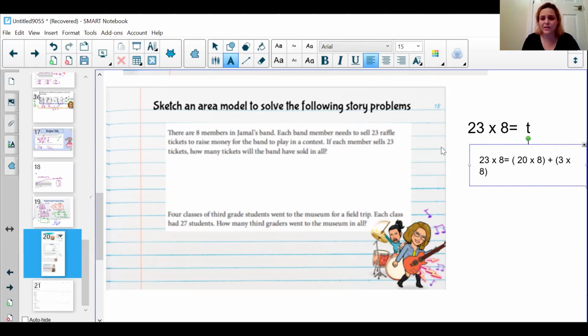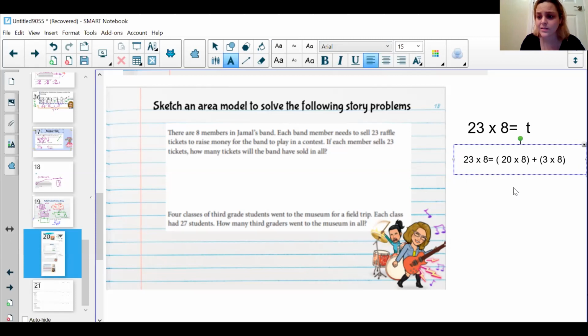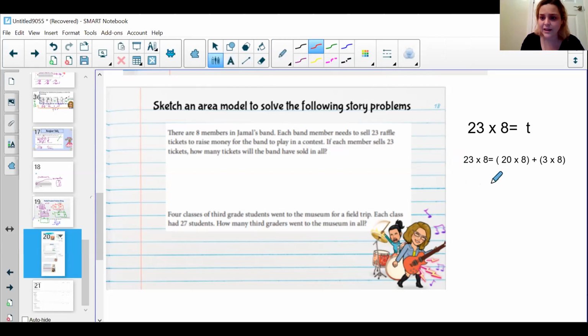So now we have our distributive property represented, but we're going to sketch an area model right now to represent this equation. So 23 times 8 is the same as 20 times 8 plus 3 times 8. Again, I decompose the 23 into a 20 and into a 3, and I have to multiply it by that factor of 8.